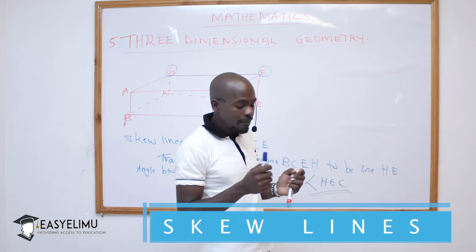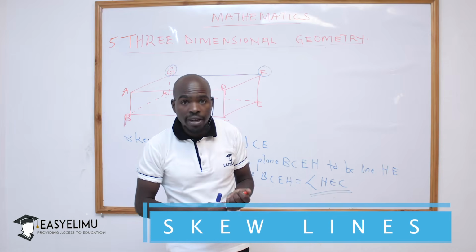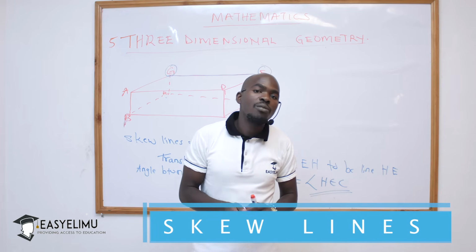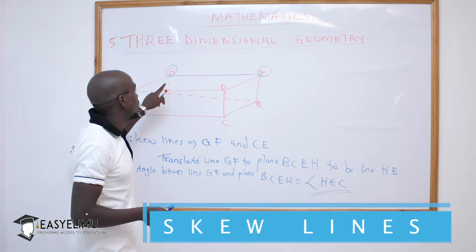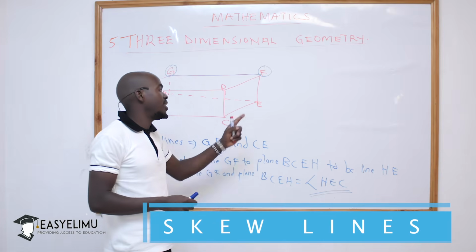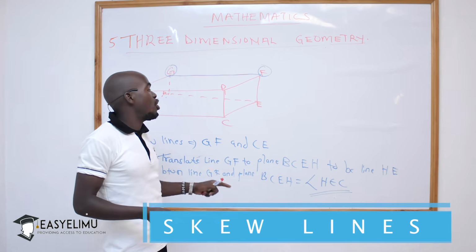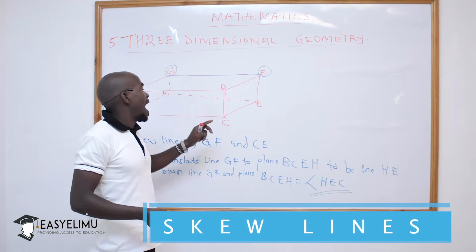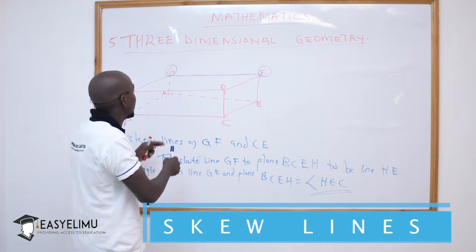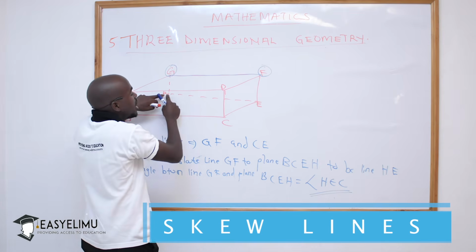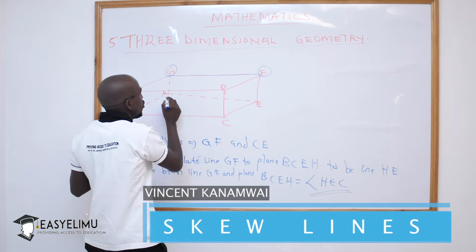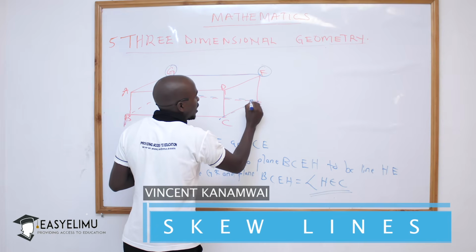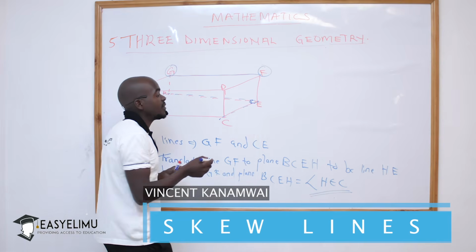You take one of the lines which is not on the other's plane, you translate it to the other's plane, then you find the angle between them. For instance here, if we need the angle between GF and CE, we translate line GF to the lower plane, and then we find the angle between them. If we take GF to be HE, the angle between HE and EC, for a normal cuboid, is 90 degrees.